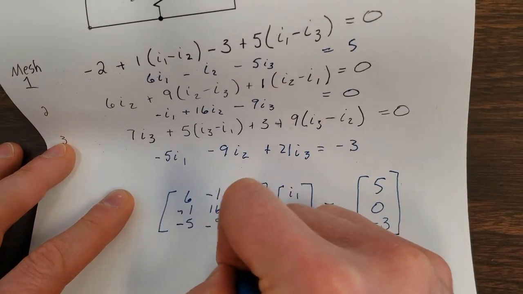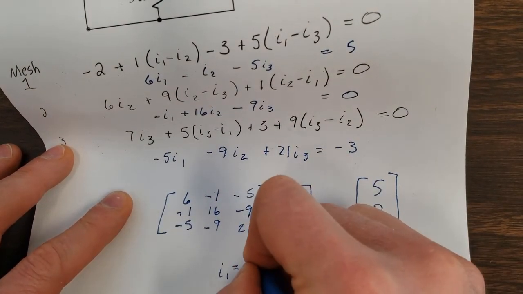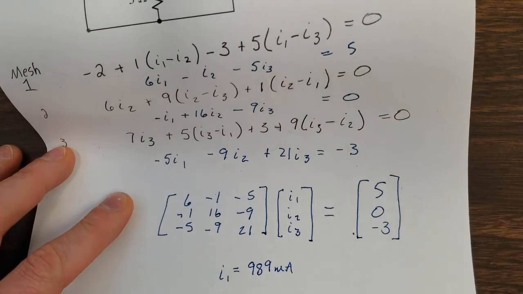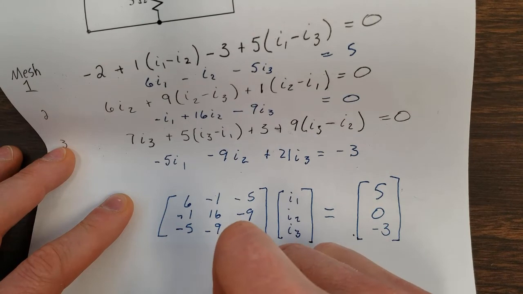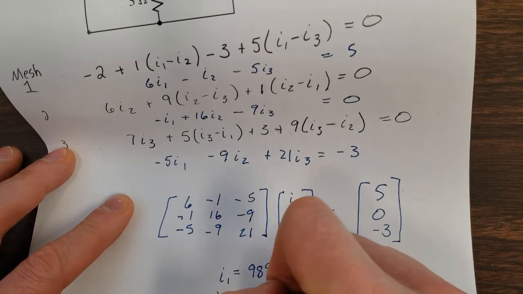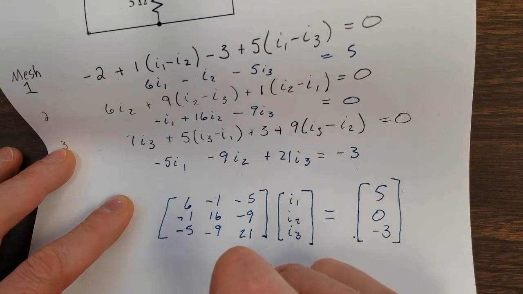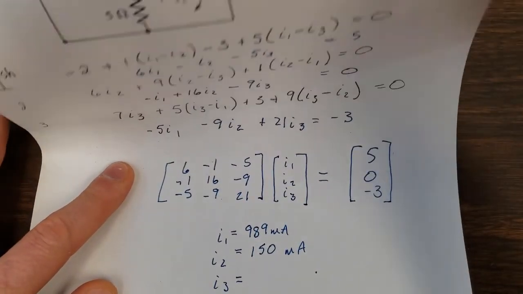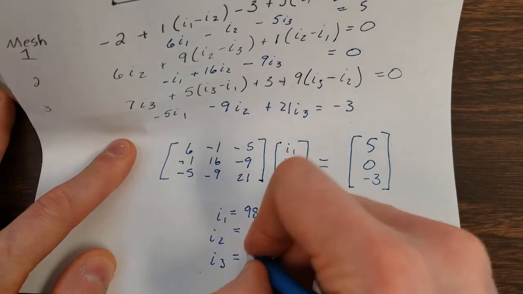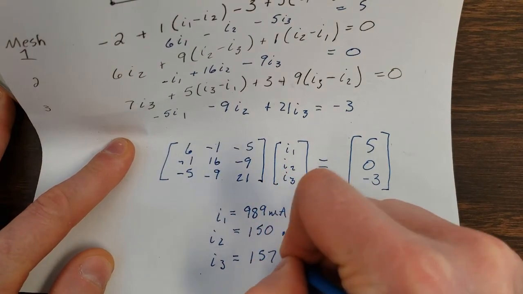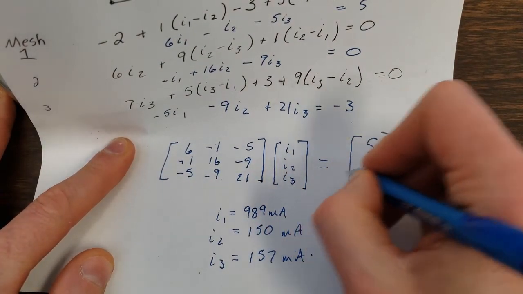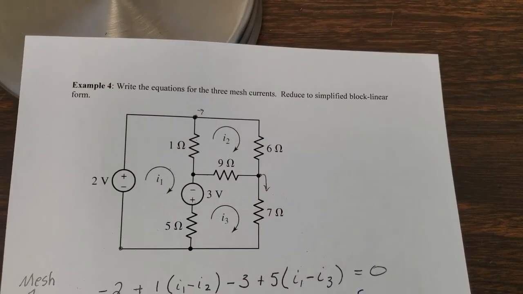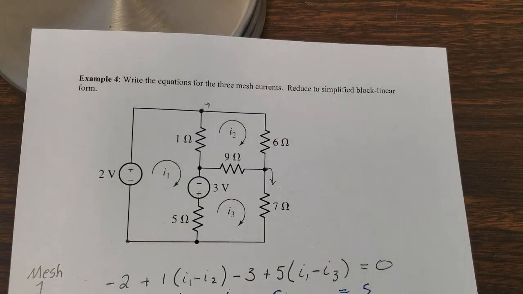But in case you wanted to go ahead and solve this, or in case you were super curious, we get I1 equal to 989 milliamps, I2 is equal to 150 milliamps, and I3 is going to be equal to 157 milliamps, although this was all we were asked for in the equation. All right, so that is the last of the practice problems for mesh analysis.